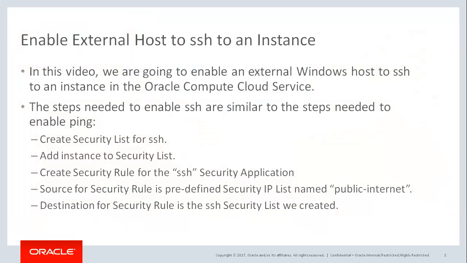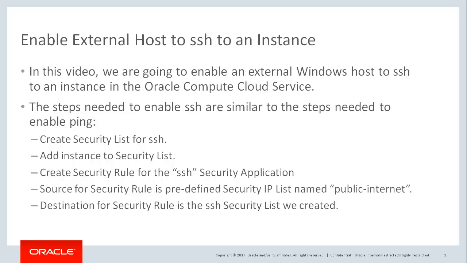In a previous video, we created a security list and a security rule to allow a remote system to ping an instance on the Oracle Compute Cloud service. In this video, we're going to enable a remote Windows host to SSH to an instance. The steps needed to enable SSH are similar to the steps needed to enable ping.